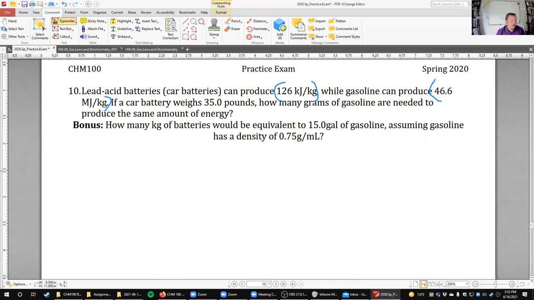This is one of the problems with electric cars, at least until batteries get better, is you can produce almost 1,000 times more energy per kilogram of fuel if you're using gasoline compared to lead acid batteries, which are car batteries. If a car battery weighs 35 pounds, how many grams of gasoline are needed to produce the same amount of energy?